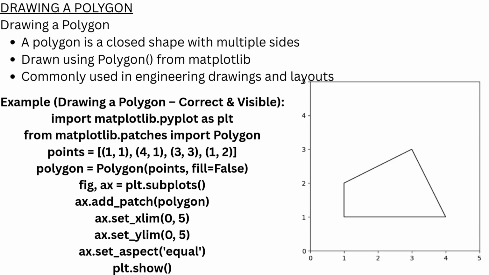A polygon is a closed shape made up of multiple straight lines. In matplotlib, polygons are drawn using the polygon class. We define the polygon by giving the coordinates of its corner points. In this example, 4 points are provided, so a 4-sided polygon is created. The polygon is added to the axes using the add patch method. We also set the axis limits and aspect ratio so that the polygon is clearly visible and not distorted. Drawing polygons is useful in civil and mechanical engineering for representing plots, layouts, and sections.